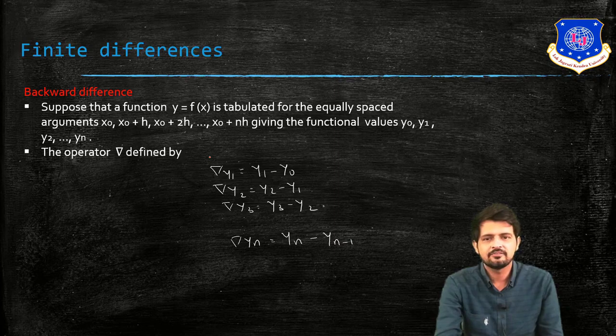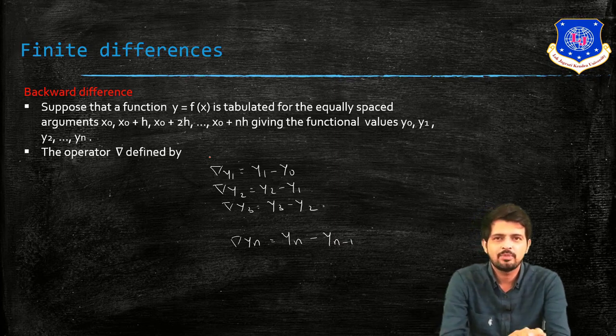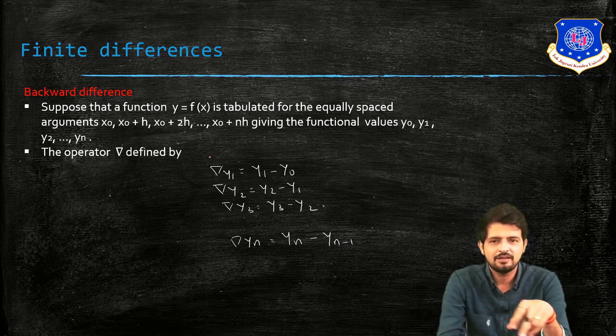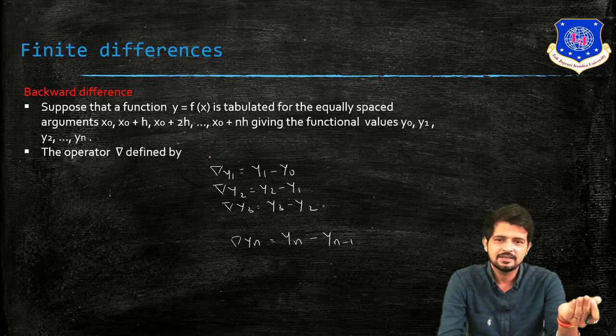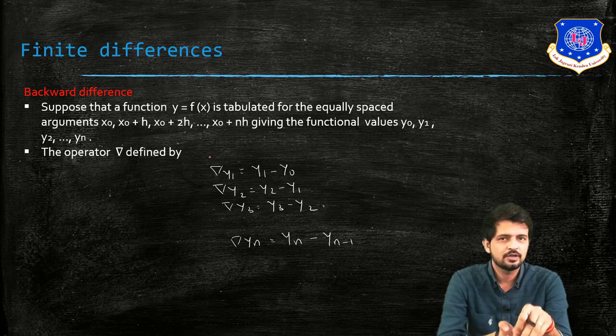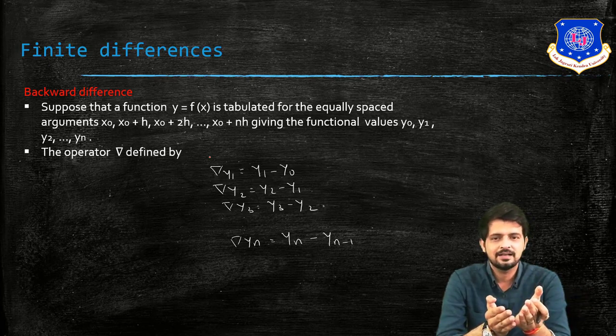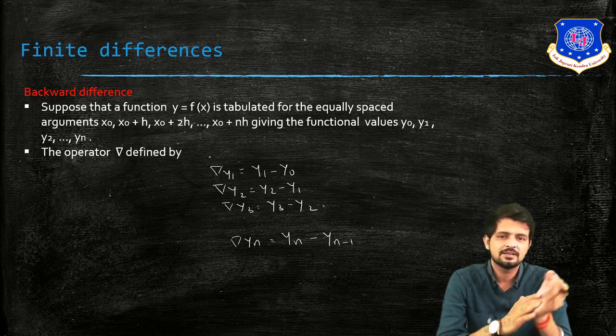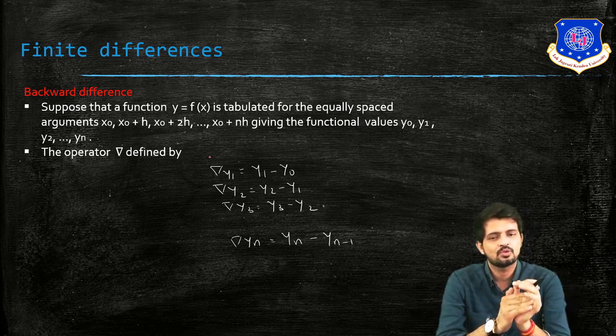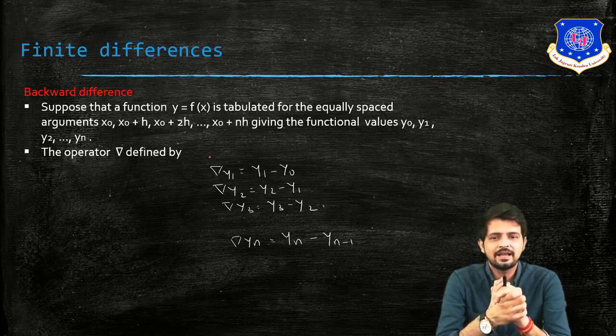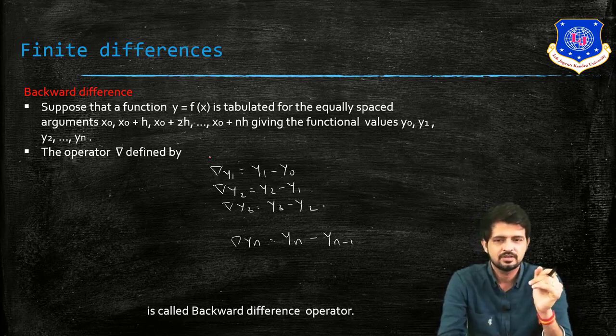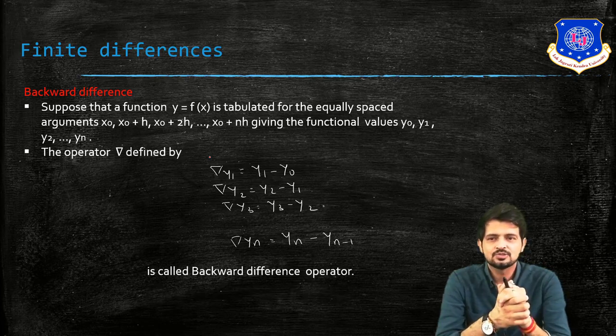How can I find the differences? See, we have to start the nabla operator values by nabla y1. So how can I write nabla y1? It can be written as y1 minus y0, present value minus previous value. Again nabla y2, present value is y2, previous value is y1. So it is written as y2 minus y1. So again nabla y3 is equal to y3 minus y2. And in general, nabla yn is equal to yn minus y(n-1). Okay, and this nabla is also known as the backward difference operator.